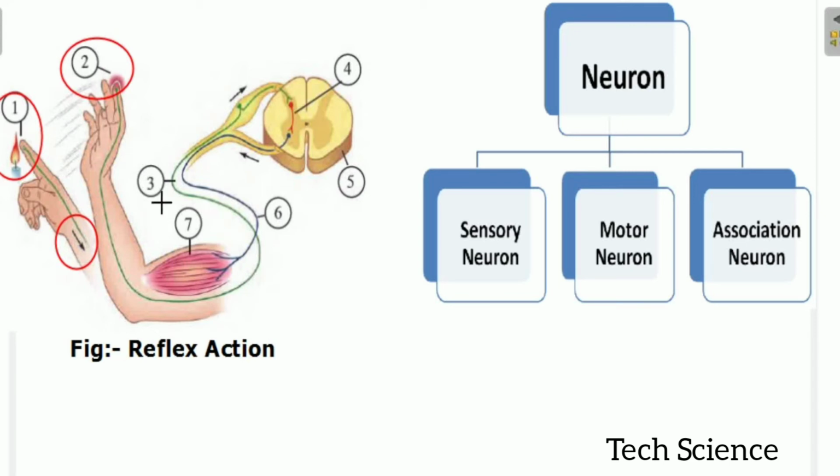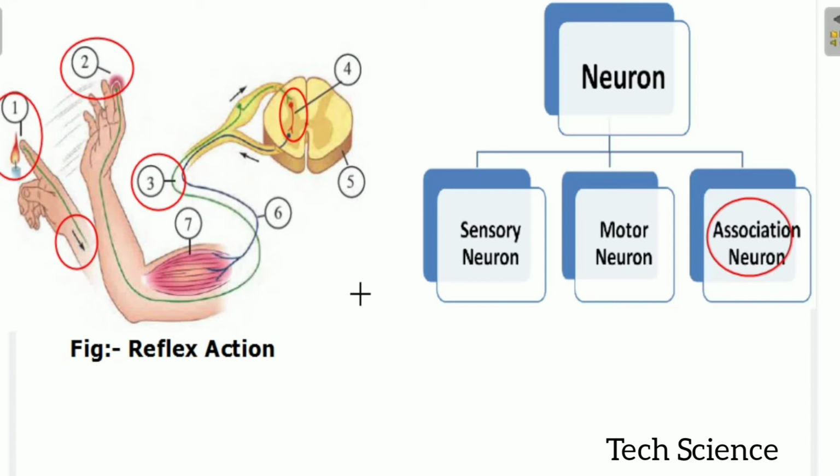This is denoted by diagram number 3. Here the sensory neuron comes into the picture and transfers the message. At the fourth point, the association neurons come into the picture, and as per the message transferred by the sensory neuron, the association neuron takes a decision that this kind of action is controlled and coordinated by the spinal cord only.